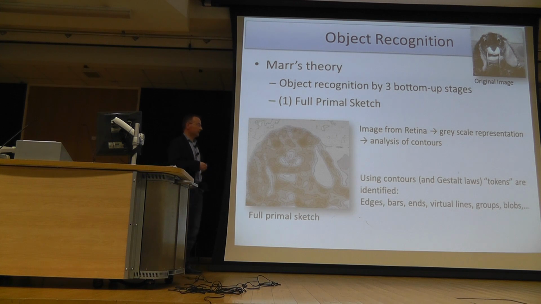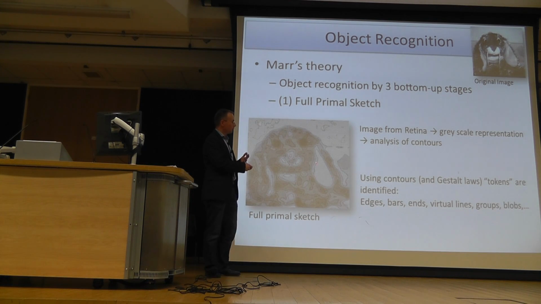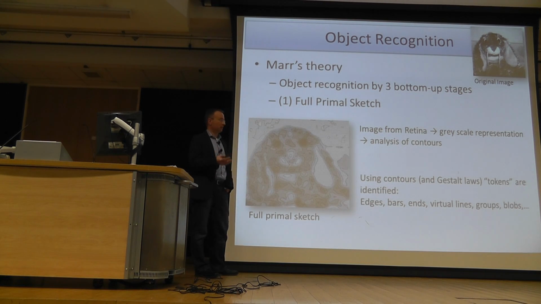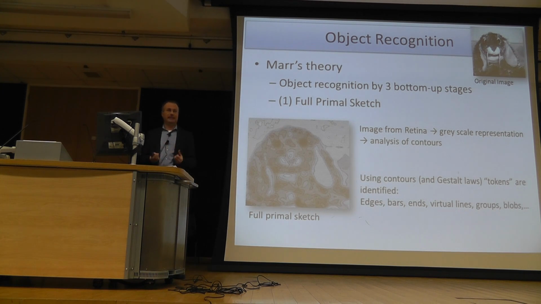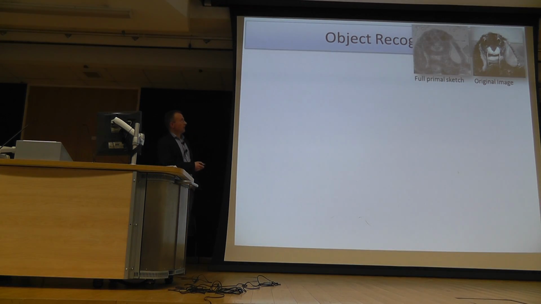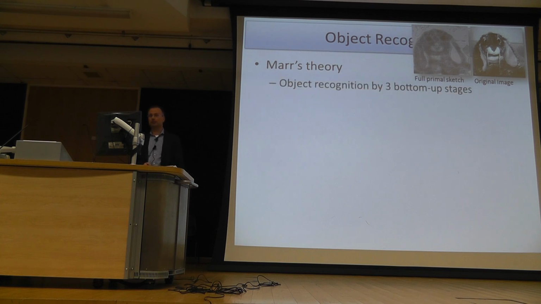And then he proposed that using these edges or contours and applying the principles of Gestalt laws, tokens are identified. And these tokens are edges, or can be bars, or virtual lines, as in these illusions, or can be blobs, like circular shaped things. And this is identified by our cognitive system. So we have our original image and then the full primal sketch. Now we have specified our basic features in this image.